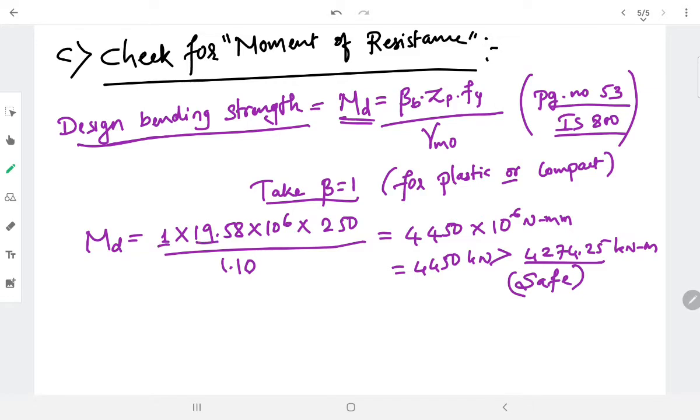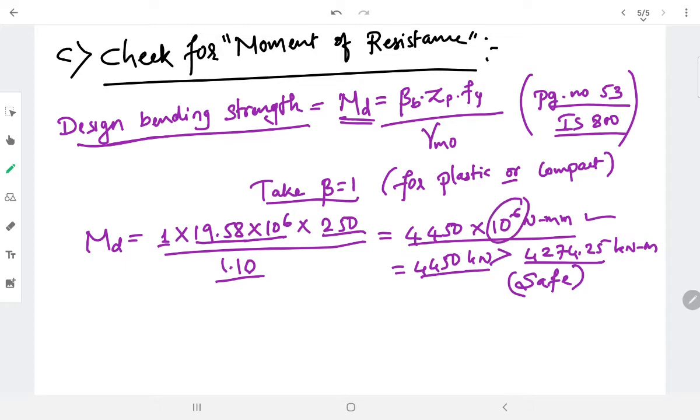Gamma m0 is 1, beta is 1, ZP is 19.58, that is the plastic modulus. Just now before this we have calculated fy is 250 and gamma m0 is the partial safety factor 1.1. If we calculate this, we get 4450 into 10 raised to 6 Newton mm as the design bending strength. That is 4450 kilonewton meter if you remove the 10 raised to 6.